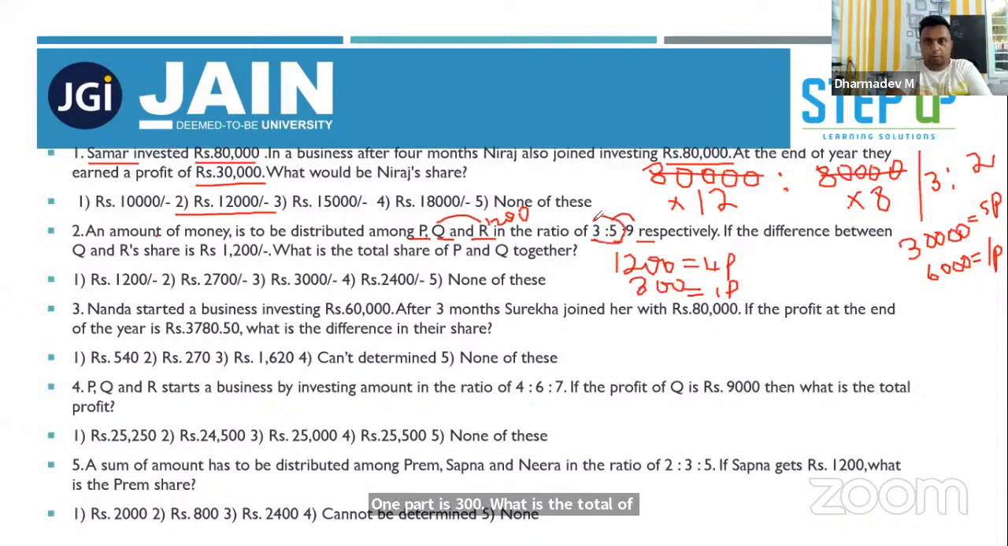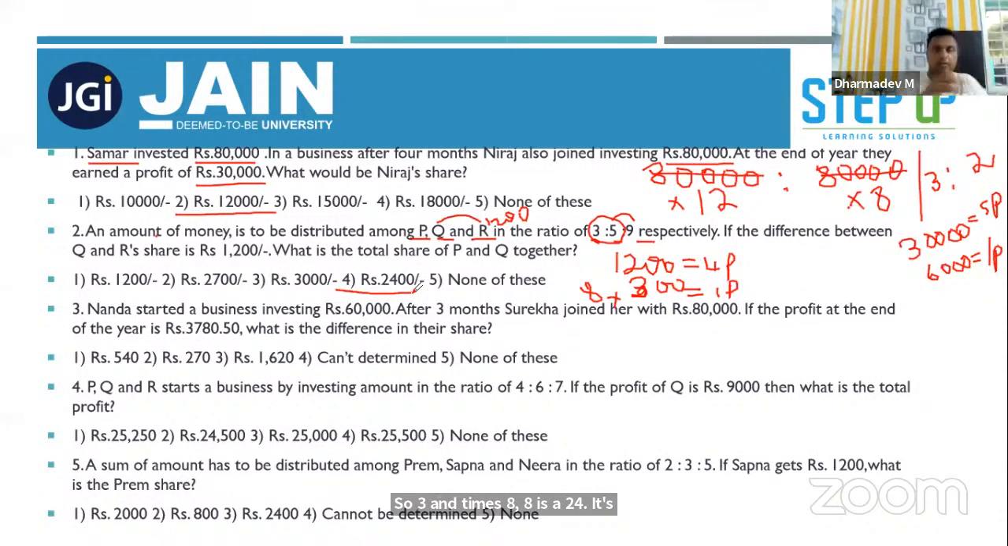What is the total of P and Q? P and Q together, it's 8. So 300 times 8, 8 3s are 24, so 2,400. It's done. Is it easy? Is that easy? Yes.